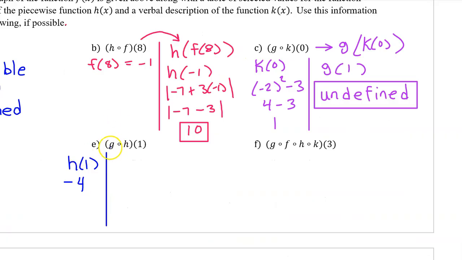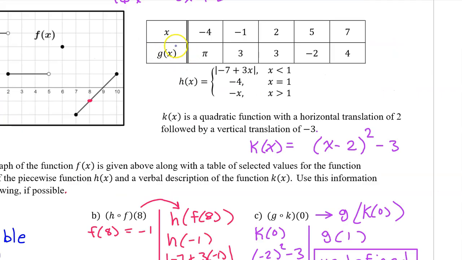For the next step, I'm just going to convert this to the equivalent notation. Remember, with the open circle, this means the same thing as g at h at 1. And we just found that h at 1 is -4. So this is the same thing as g at -4. G is the table up here, and g at -4 is pi.